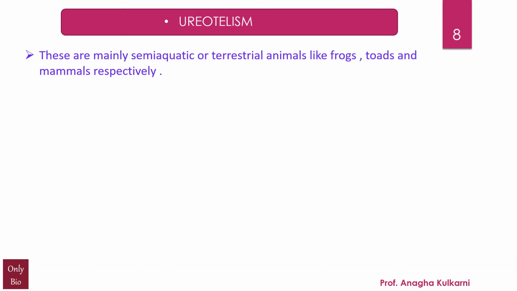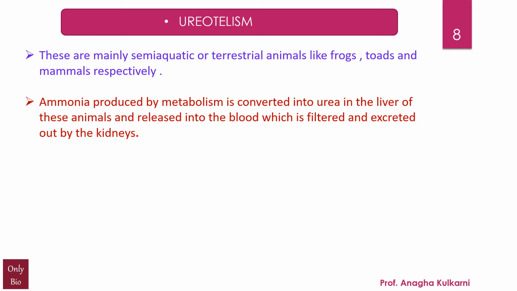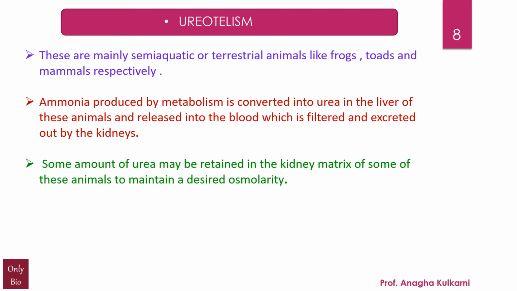These are mainly semi-aquatic or terrestrial animals like frogs, toads, and mammals, respectively. Ammonia produced by metabolism is converted into urea in the liver of these animals and released into the blood, which is filtered and excreted out by the kidneys. From this, you have to understand that it is formed in the liver, but it is collected and thrown out by the kidneys. Some amount of urea may be retained in the kidney matrix of some of these animals to maintain a desired osmolarity, that is, concentration.